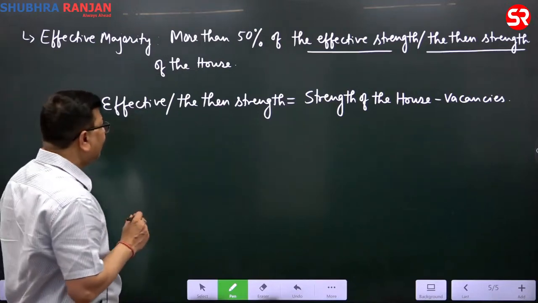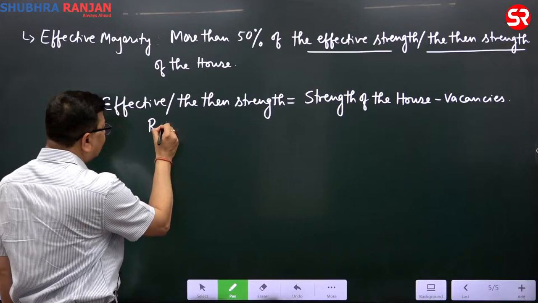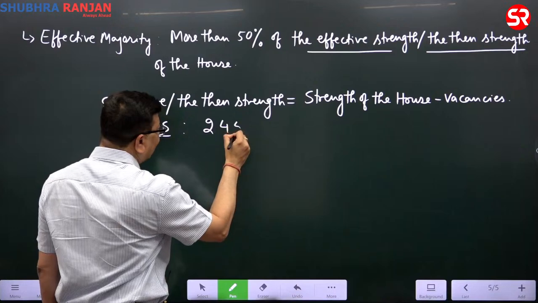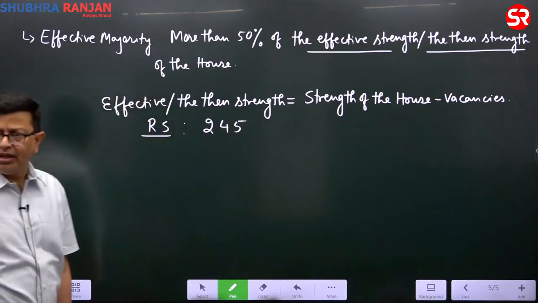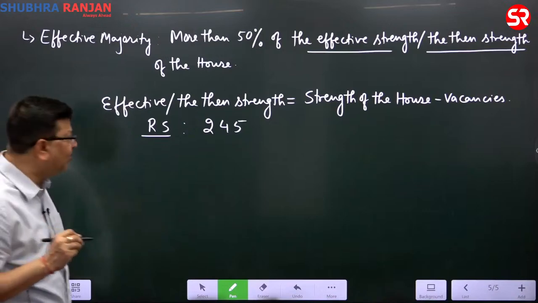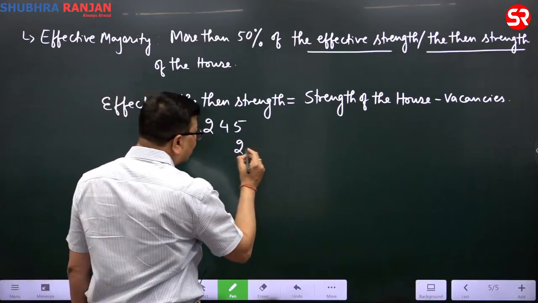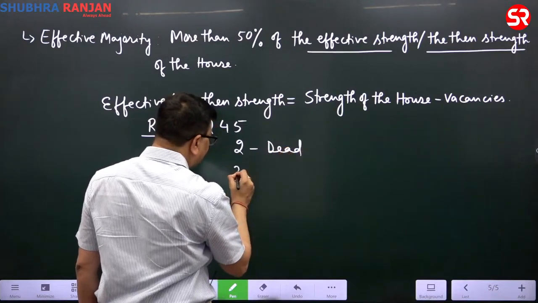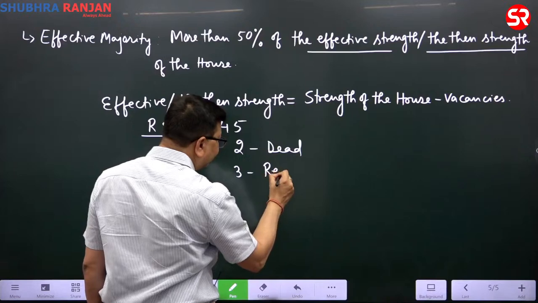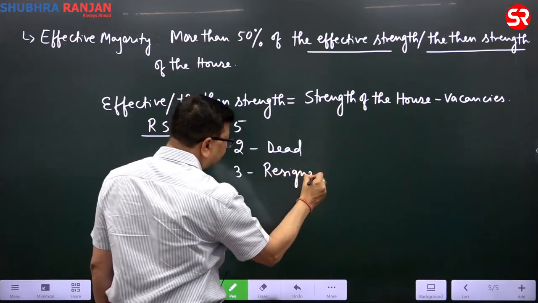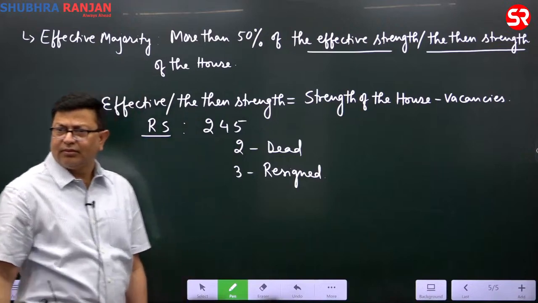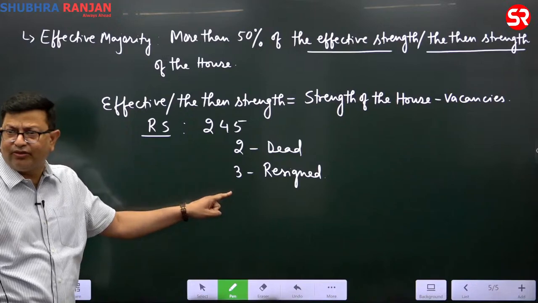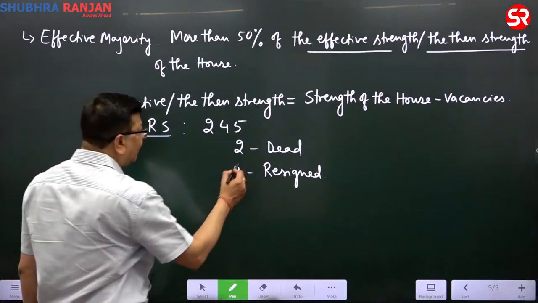For example, you see in the Rajya Sabha, suppose the strength is of 245 members, and out of this 245 members, suppose 2 members are dead, 3 members have resigned. These seats are vacant. Elections have not taken place for these 5 seats. These are the vacancies.